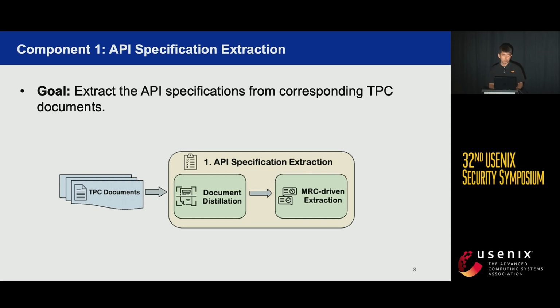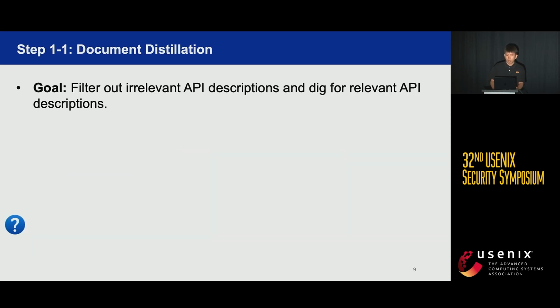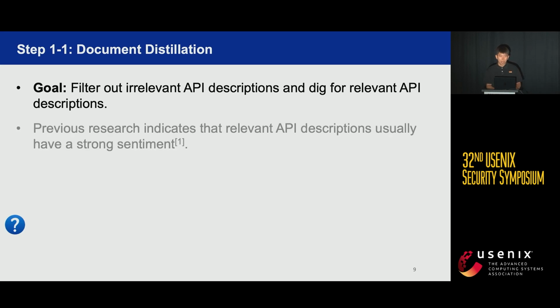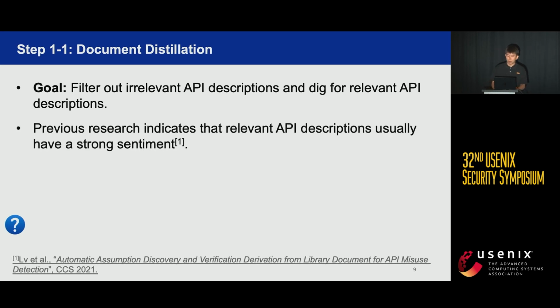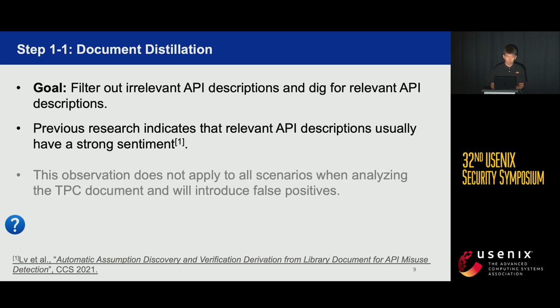First I want to introduce the first component, API specification extraction. For this component, we want to get the API specifications from the TPC document, and it mainly has two steps. The first step is to get relevant API descriptions and filter out irrelevant API descriptions, because based on our experiments, we find the irrelevant API descriptions will heavily impact the final performance of UVScan. Previous research indicates that relevant API descriptions usually have a very strong sentiment. We find these findings work in many cases, but there are some exceptions.